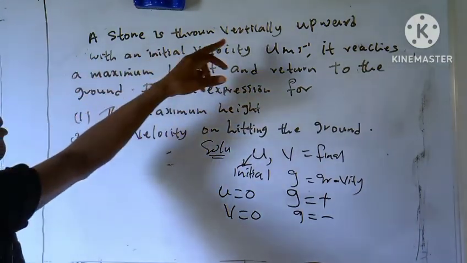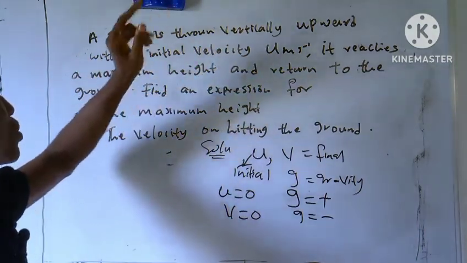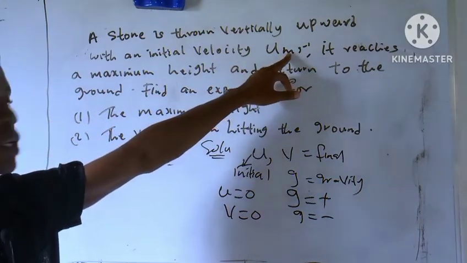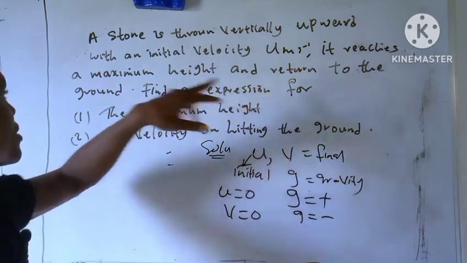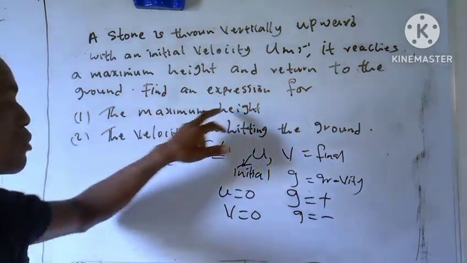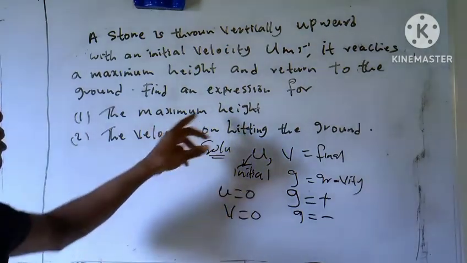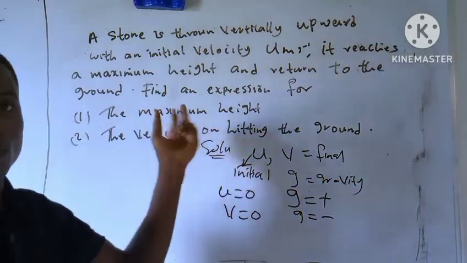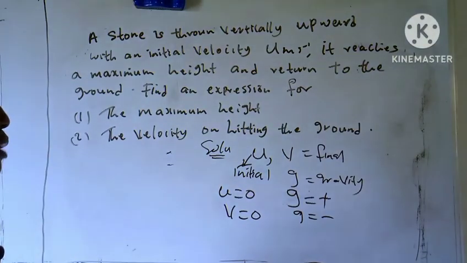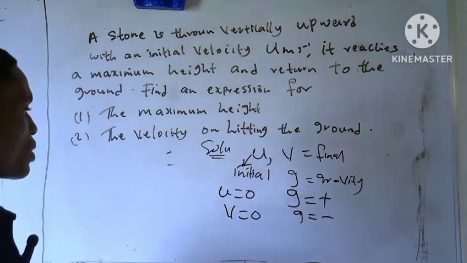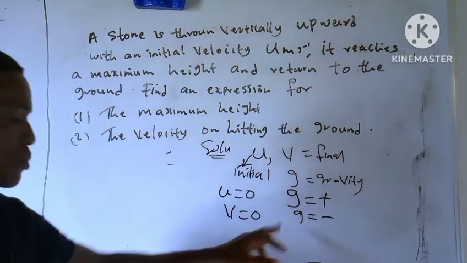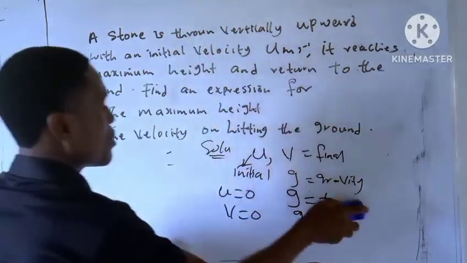A stone is thrown vertically upward with an initial velocity u. Are you getting it now? It reaches a maximum height and returns to the ground. Find the what? Maximum height. So let's first of all calculate for this one, the maximum height. I know in the study of motion, we have different formulas which we can use, right? Make sure you write these things down, okay? Write them down.